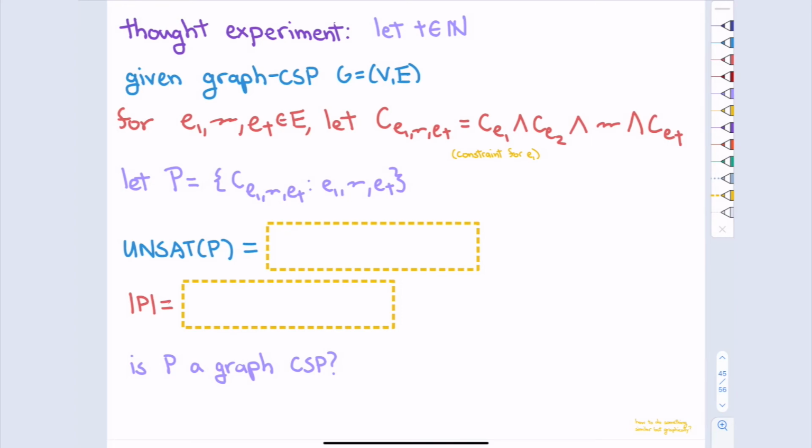Why? I was thinking that initially the unsat was 1 over n, but now we're grouping T constraints into one mega one. So now we have n over T total constraints. It went from failing 1 out of n to 1 out of n over T, which becomes T over n.